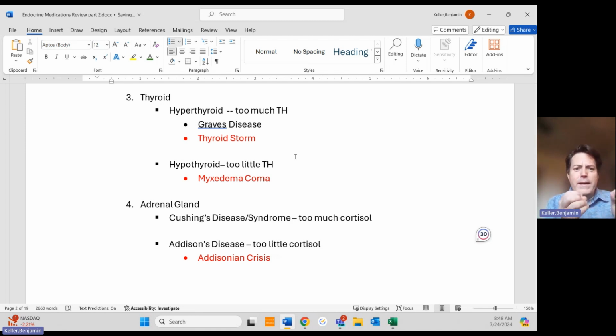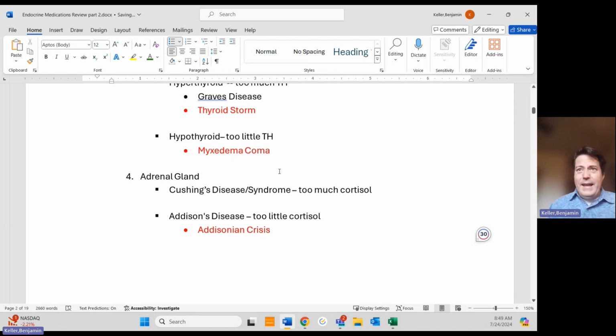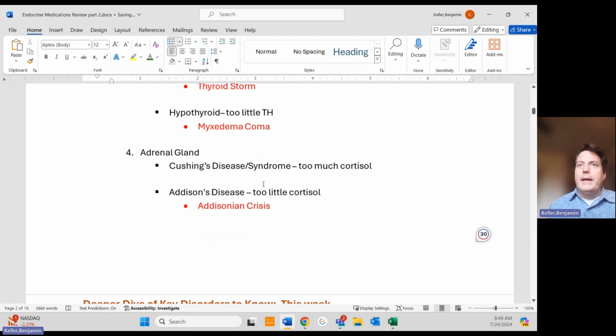On the other side of that, again, that Goldilocks thing, we have too little. And too little thyroid is hypothyroidism. And that concern is called myxedema coma. So that's another emergency. We'll talk about that here in a minute.